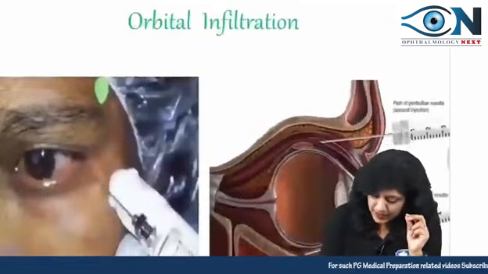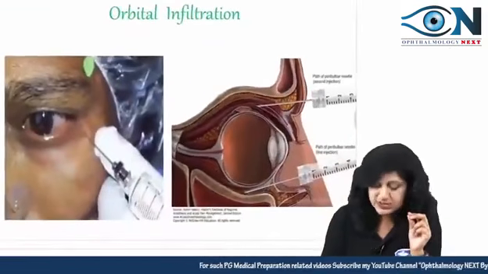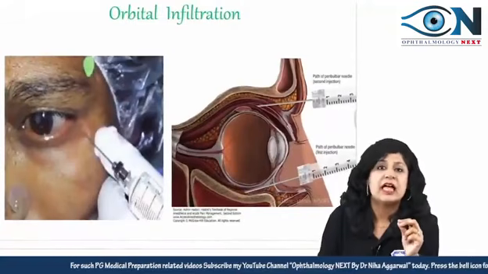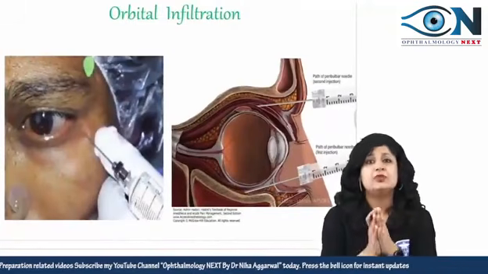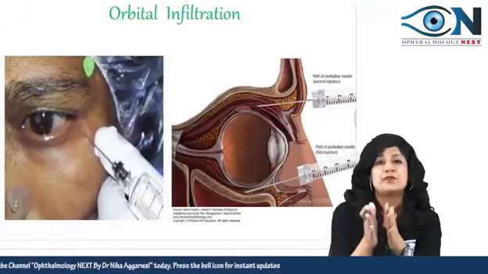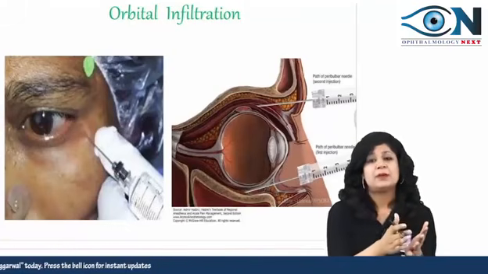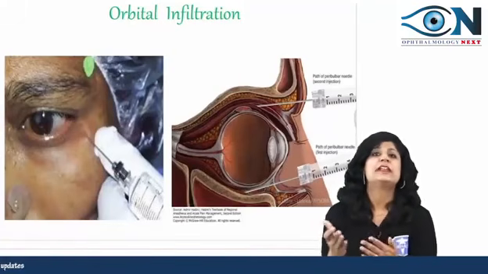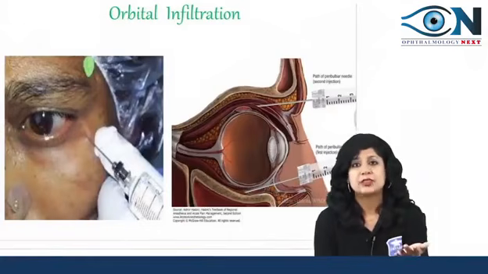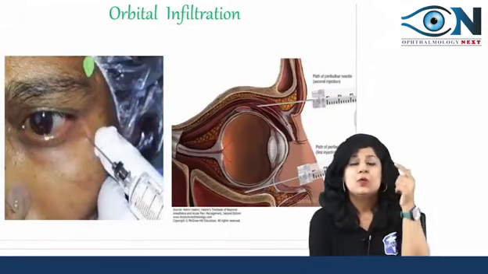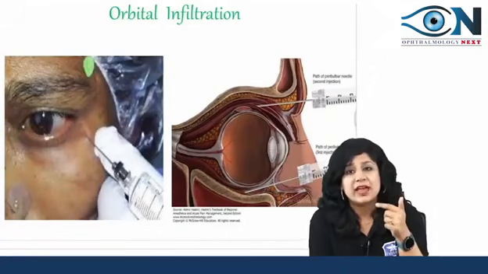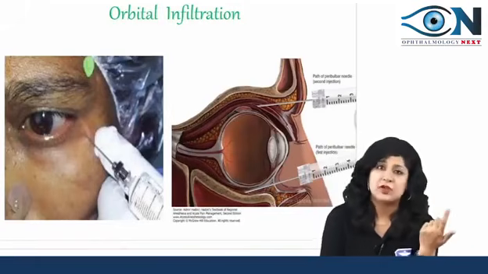Alright. Now if you look at the pictures, this is your orbital infiltration, and you know that we have two kinds of anesthesia. One is peribulbar, one is retrobulbar. Accordingly we are using the injections. If you are using peribulbar, we have to give two injections, one on the upper eyelid and one on the lower eyelid. If you are giving retrobulbar, then we have a single one.